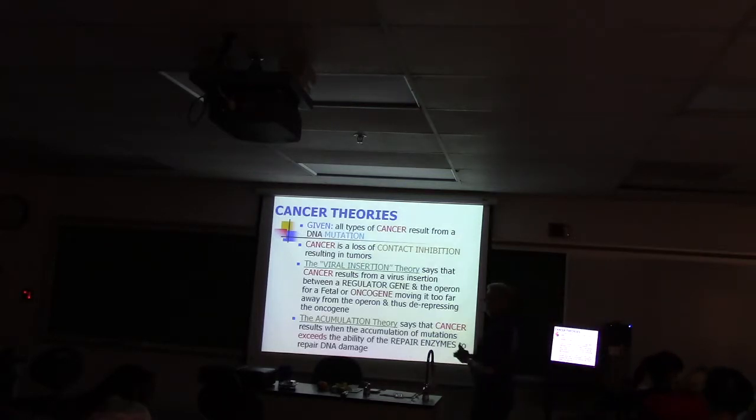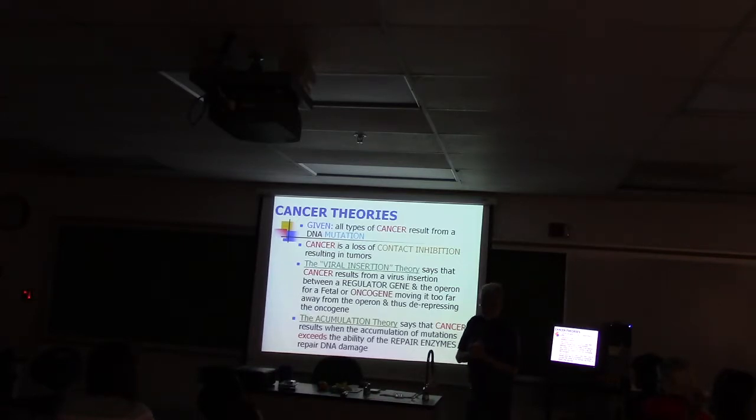Okay, so now we're on theories of cancer. There are many theories of cancer. There are only two that have real supportive proof. One's called the viral insertion theory that we talked about, where a virus inserts its DNA in the middle of a fetal gene that is turned off, pushing the regulator that makes the repressor so far away that the repressor cannot find its way back to the fetal gene operator, de-repressing it. Turning on a fetal gene when you're an adult means growth factors that cause uncontrolled division.